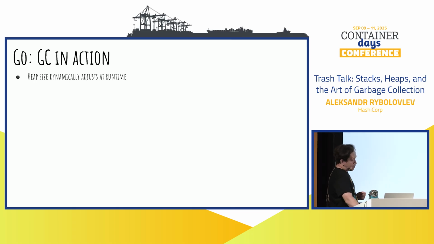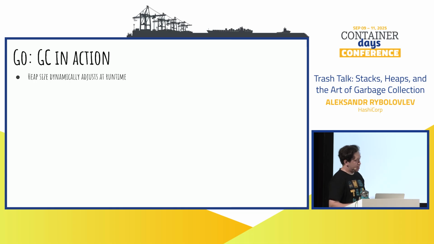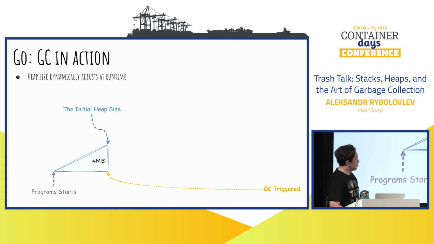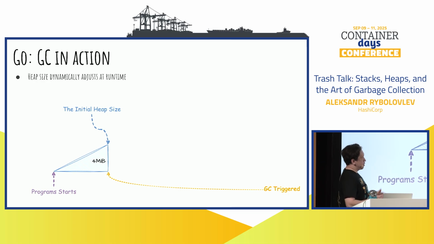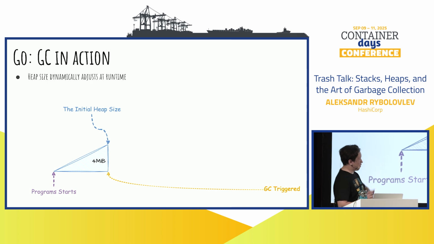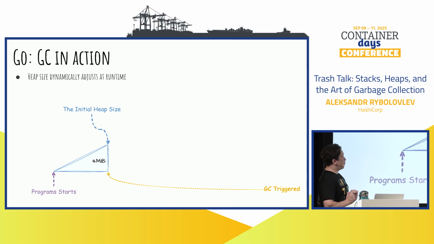Okay, so let's quickly take a look at the Go garbage collector in action. The heap size dynamically adjusts at runtime. What does it mean? When you start your program, the Go runtime needs to understand when it has to trigger a garbage collector. Initially, the initial heap size or initial heap goal would be roughly 4 megabytes. It really depends on some settings and on the platform, but let's say 4 megabytes.